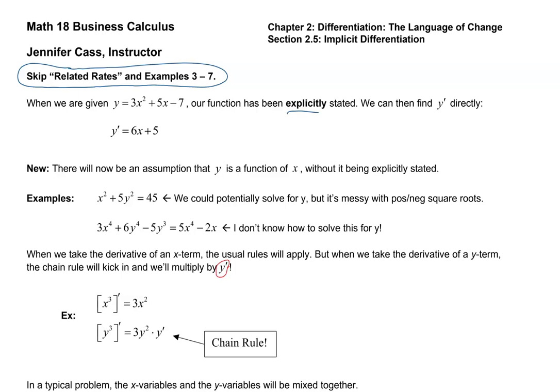So let's just give some examples. The derivative of x cubed will still be 3x squared, like we're used to. The derivative of y cubed will start off the same, 3y squared, but then the chain rule will kick in and we'll multiply by that extra y prime each time we actually take the derivative of a y.